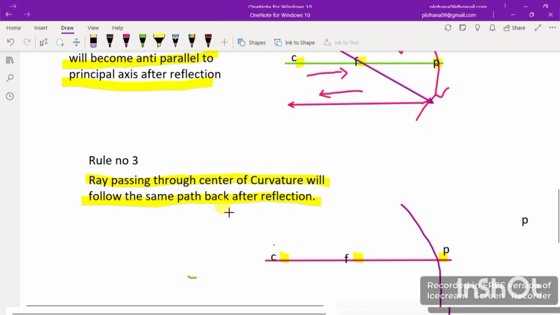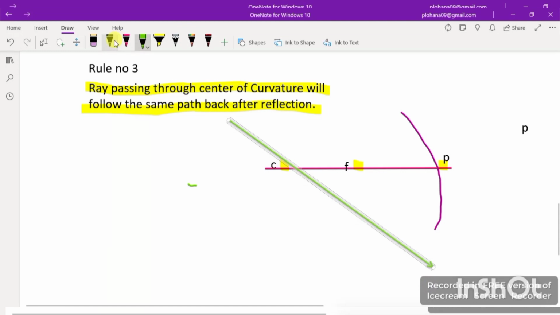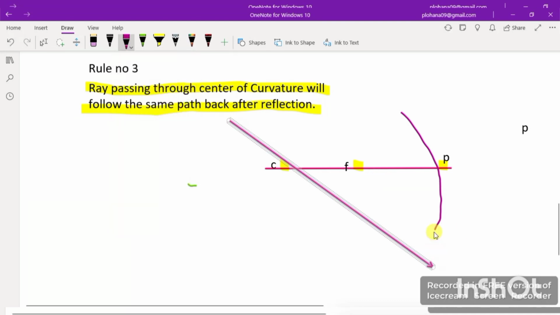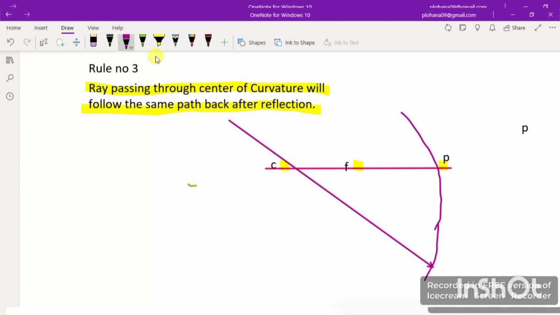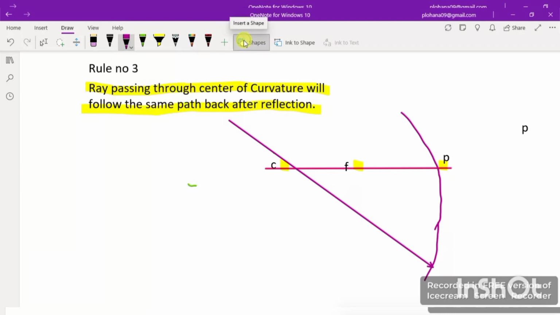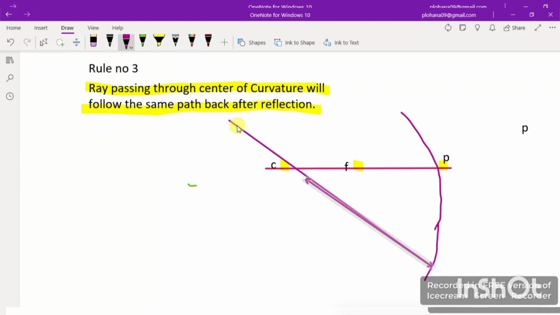They are saying a ray is there which is passing through the center of curvature. Let me make this bigger. This is the concave mirror, right? So where will this go? If we pass this through the center of curvature, it will go back to the same path. As you can see the rule, this will go back to the same path.